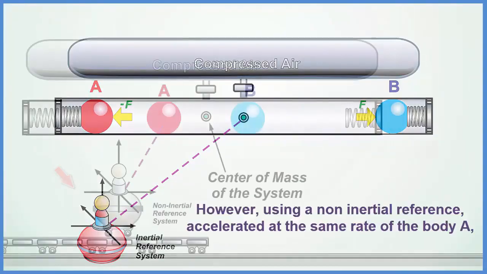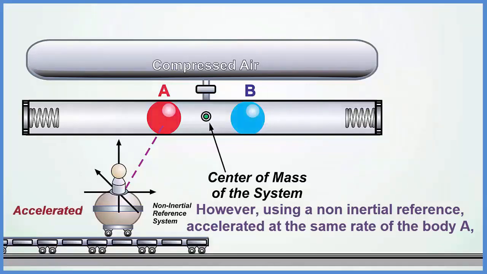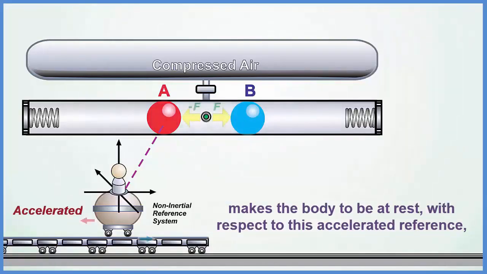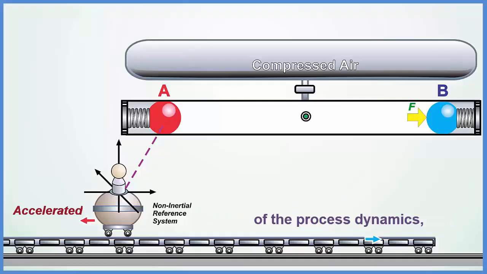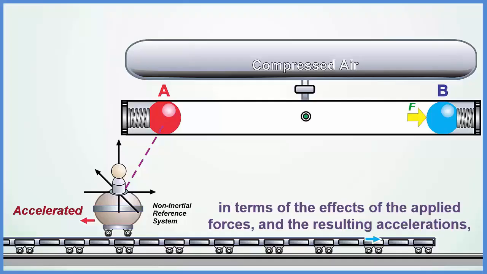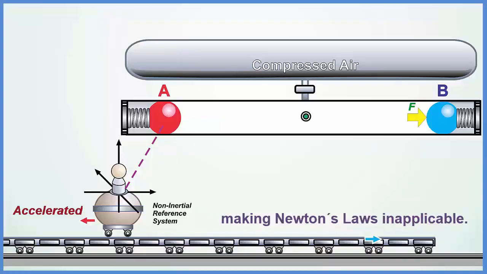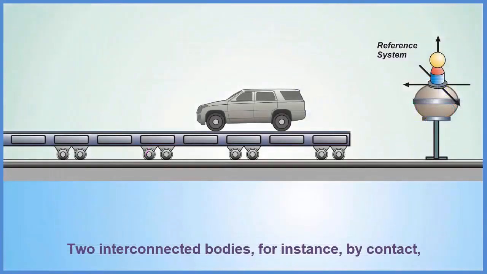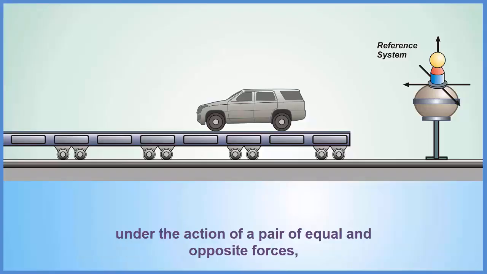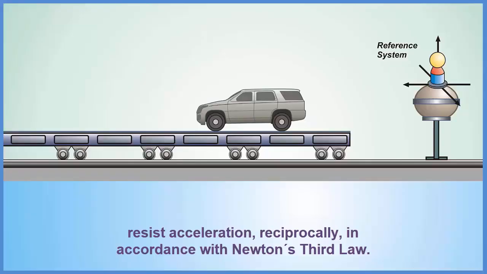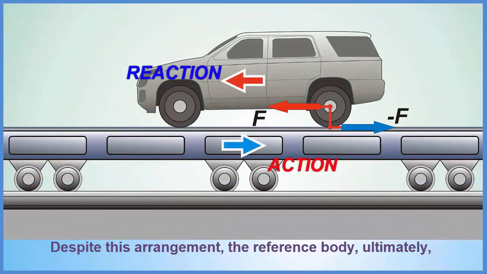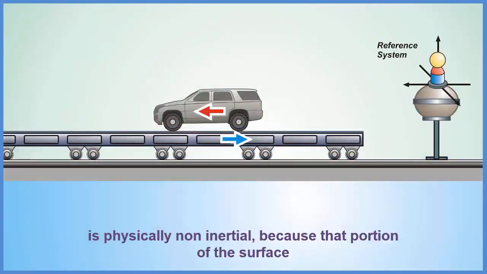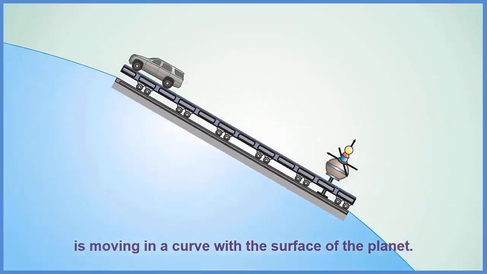However, using a non-inertial reference, accelerated at the same rate of the body, A, makes the body to be at rest with respect to this accelerated reference, compromising the explanation and appropriate understanding of the process dynamics, in terms of the effects of the applied forces and the resulting accelerations, making Newton's laws inapplicable. Two interconnected bodies, for instance, by contact under the action of a pair of equal and opposite forces, resist acceleration reciprocally in accordance with Newton's third law. Despite this arrangement, the reference body ultimately is physically non-inertial because that portion of the surface is moving in a curve with the surface of the planet.